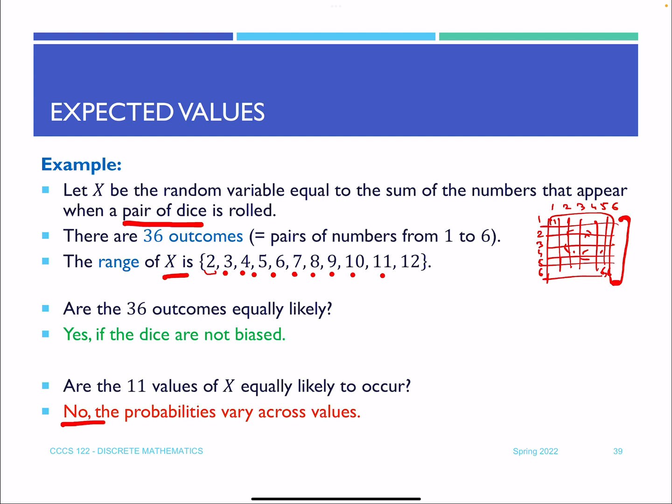So for example, 2 can be obtained as 1 plus 1. 3 can be obtained by 1 plus 2 or by 2 plus 1. 4 can be obtained by 1 plus 3, 3 plus 1, and also 2 plus 2. So there are 3 different ways you can get 4. There are only 2 different ways you can get 3 as a sum, and there's only 1 way you can get 2 as a sum. So each of the values that x can take on will have a different probability.